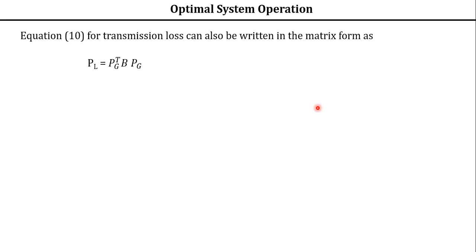How is PL represented? We have seen the index form with two summations, and we got this one. Different methods are available.